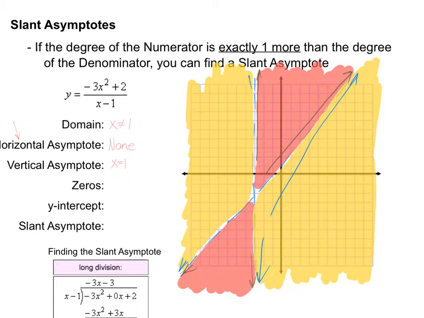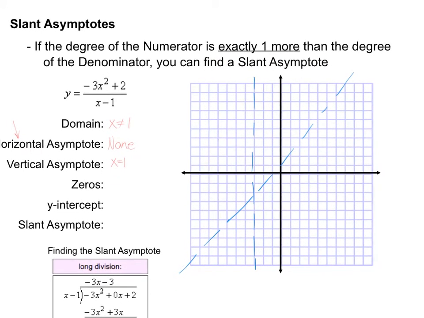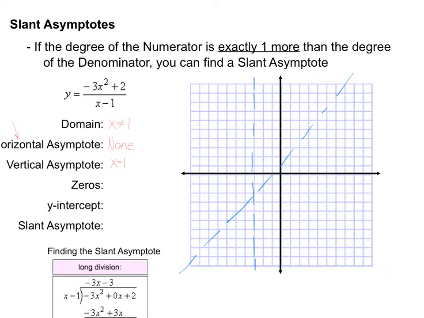Yeah, Kate? So this can only happen when there's no horizontal asymptote, right? Yes, that's correct. This will only happen if there's no horizontal asymptotes, because it only happens when the degree in the numerator is bigger by exactly 1. So if it's bigger on top, there are no horizontal asymptotes.